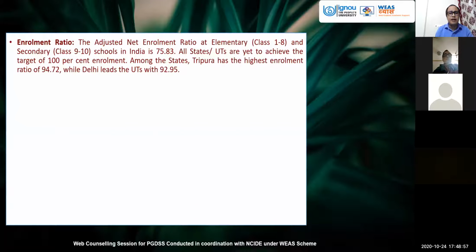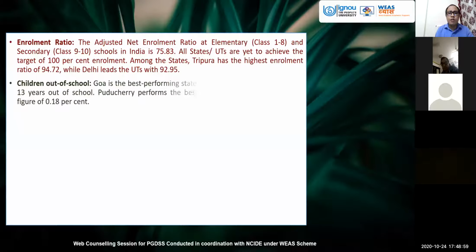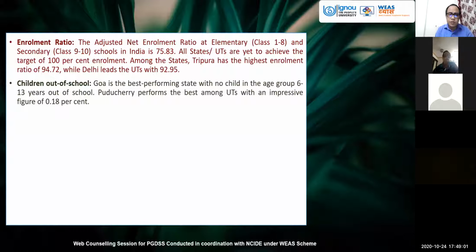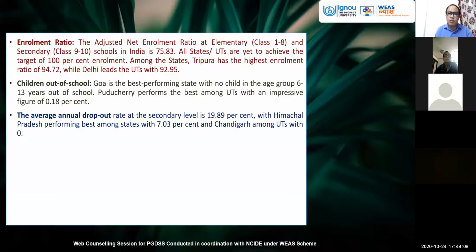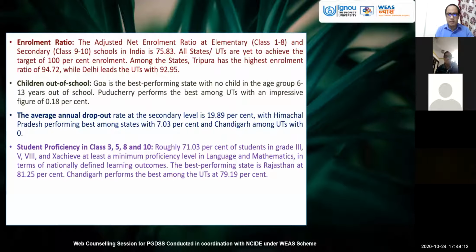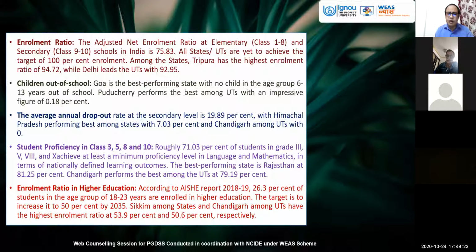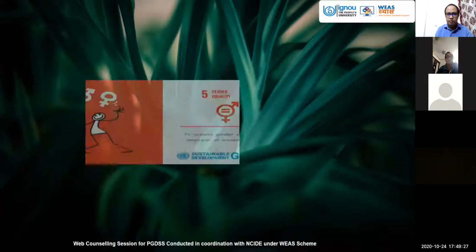This is the progress of the enrollment ratio. We are also increasing, school children out of school is also decreasing. Average annual dropout rate also decreasing. Means we are improving proficiency in class 3, 5, 8, and 10 in terms of language and mathematics also increasing. Then enrollment ratio in higher education is also increasing a lot.